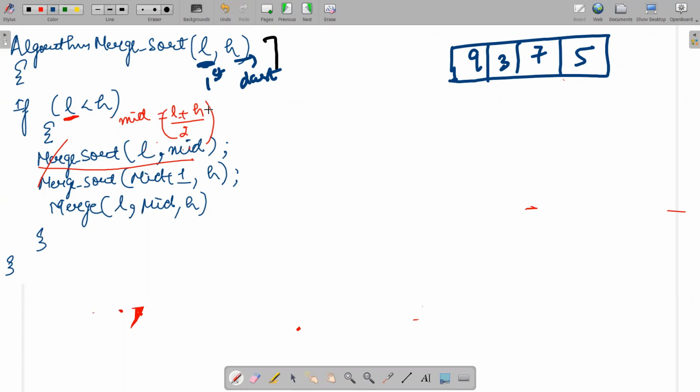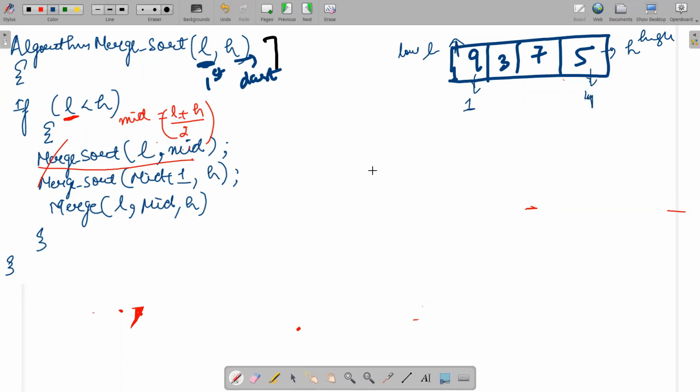In this scenario, the first thing we need to take care of is to know what the very first part is. The very first index is represented as L and the last index is represented as H. This is low, this is high. Its index is 1, we are starting with 1, and the last index is 4.